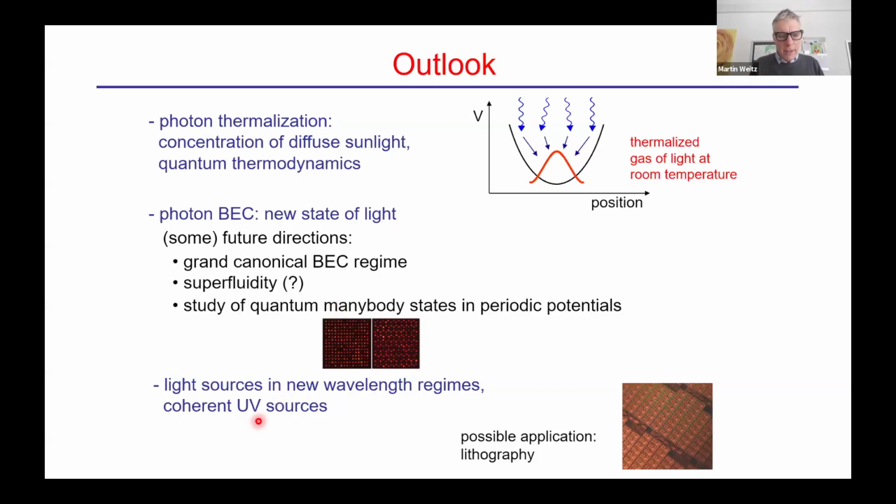And finally, Bose-Einstein condensation presumably could be interesting for light sources in the UV wavelength regime as coherent UV sources, because you don't have to invert the system as you do in a laser, and one can retrap fluorescence. And if one succeeds to realize such Bose-Einstein condensates as vacuum ultraviolet sources, a possible application would be semiconductor lithography.